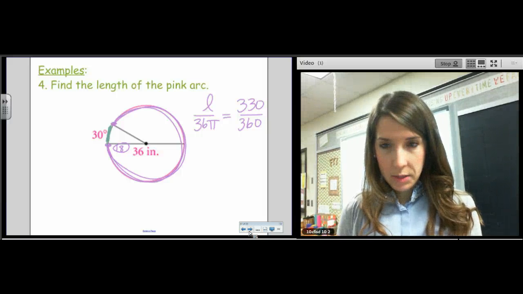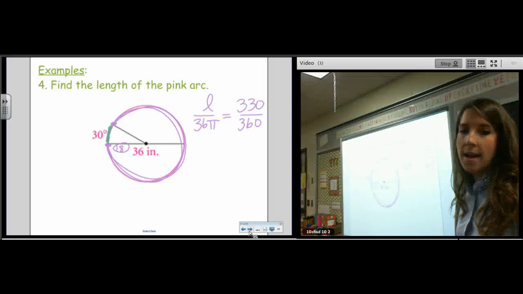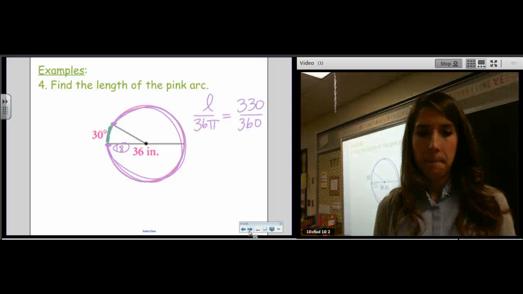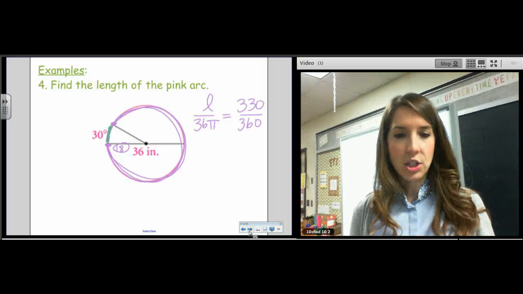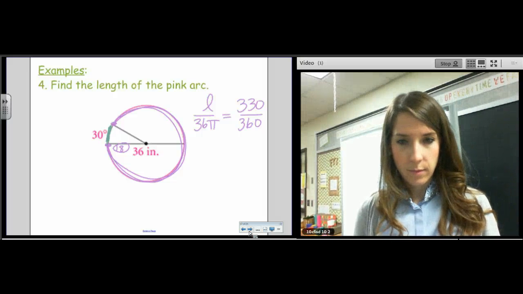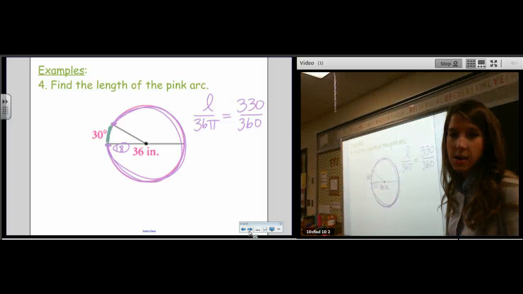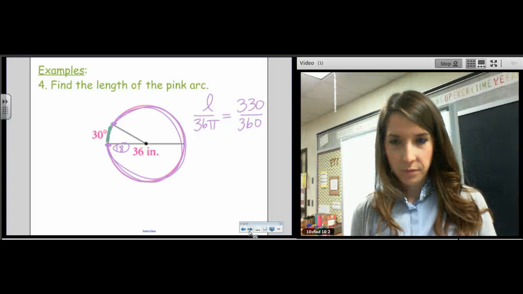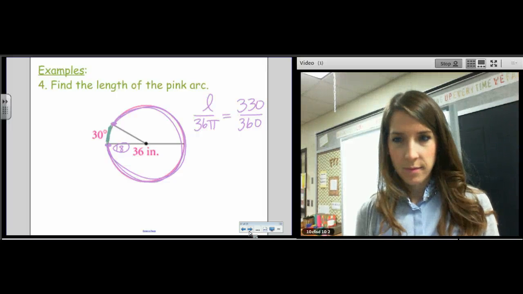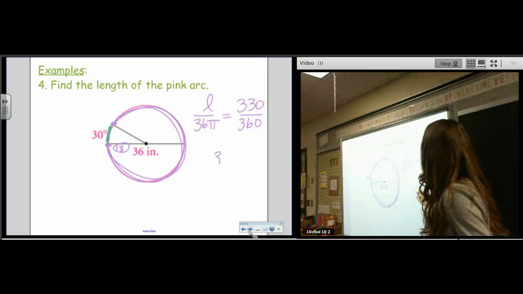So now we can cross multiply. 36 times 330 divided by 360. And we get, what do we get? Yes, Adriana, it's just 360 minus 30. Yes, it is. What do we get? Yes. Almost. Final answer.